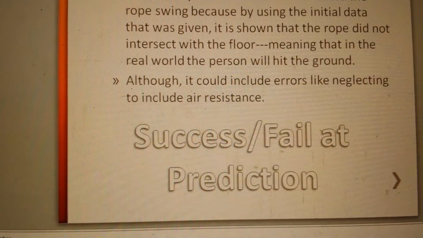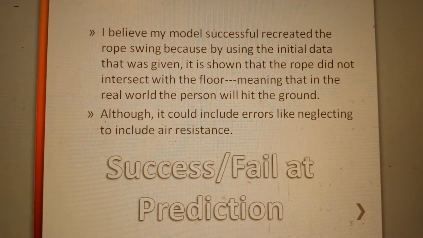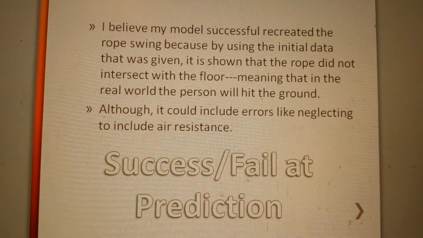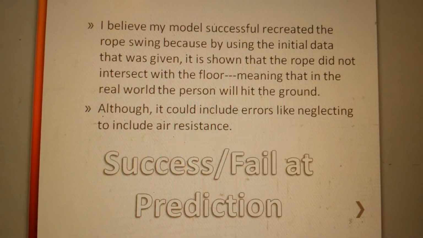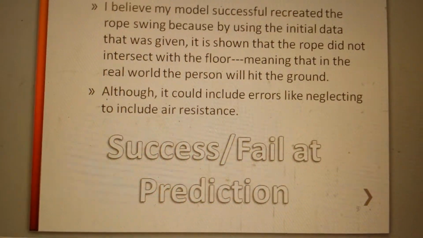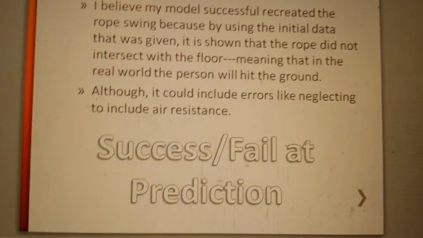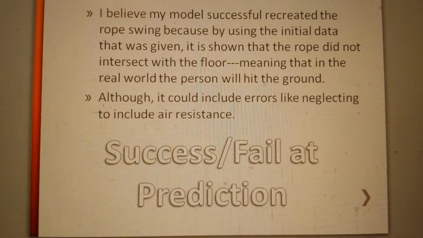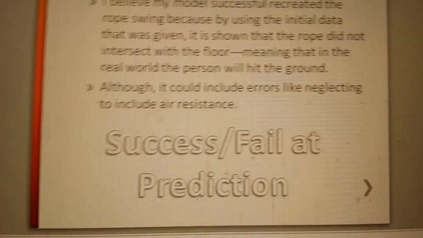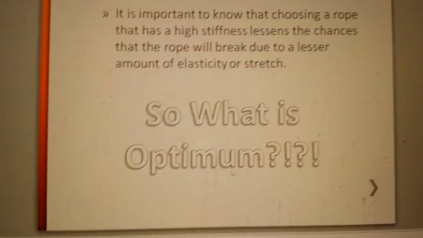Okay. So my success and failure at prediction. I believe my model was successful recreating the rope swing because by using the initial data that was given, it is shown that the rope did not intersect with the floor, meaning that in the real world, the person will not hit the ground. So that was really good. Although it could include errors like neglecting to include air resistance, which we know was really significant because of air drag when they were swinging back up. Okay? So what is optimum?